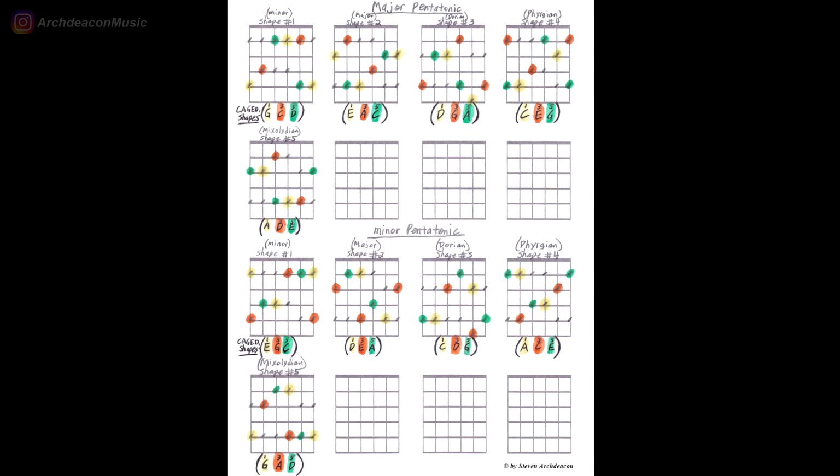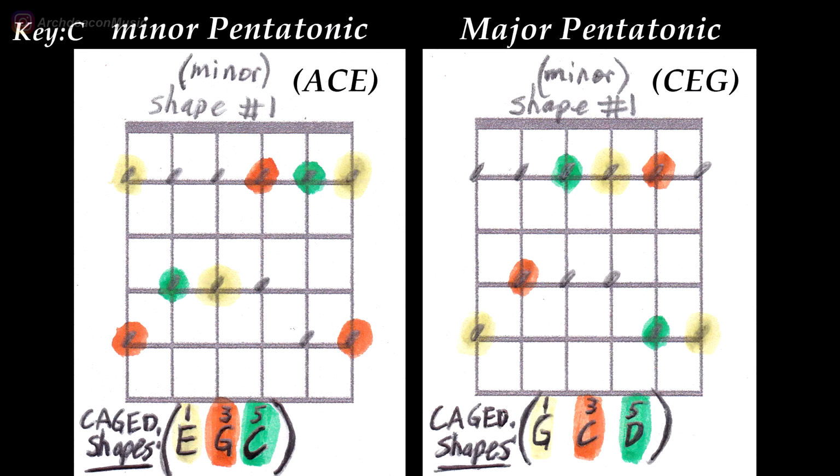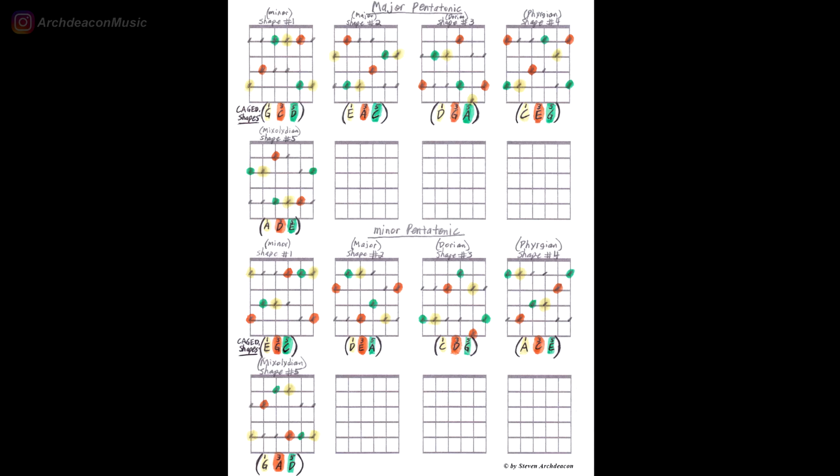Now, I color-coded it. It's the same on the major pentatonic as it is the minor pentatonic. The yellow highlight is always your 1. Your orange highlight is always your 3. Your green highlight is always your 5. You're going to be able to picture the shapes in the major pentatonic and the minor pentatonic.